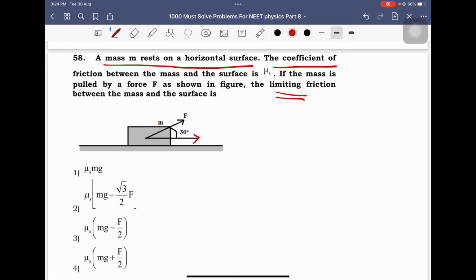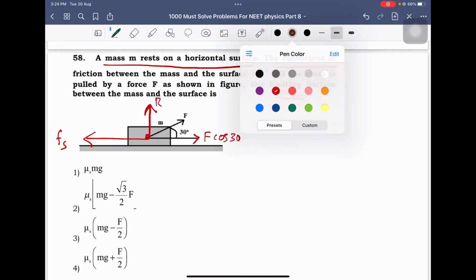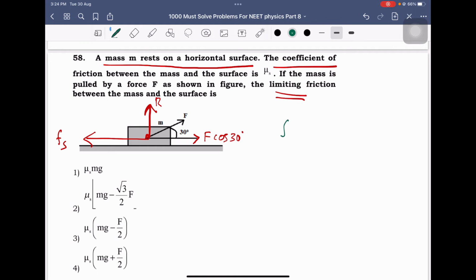Now what is this component? If this is F, this component is F cos 30. Limiting friction is acting in this direction. Normal reaction, or reaction force, is acting upwards. Now, limiting friction, the maximum value of static friction, is equal to mu s into reaction force. What is the reaction force here? We will calculate. One force, mg, is acting downwards. And for this R, there is one vertical component of force. This is the vertical component of F.